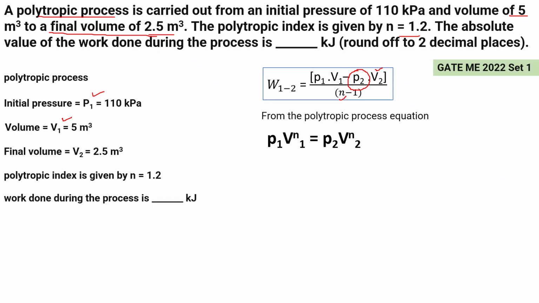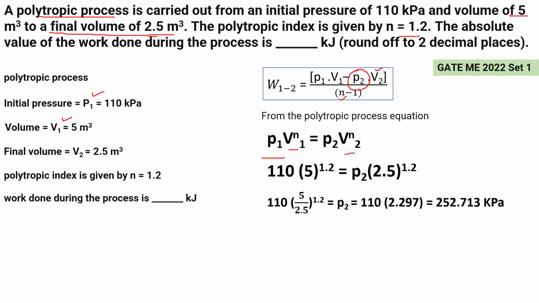So we will determine the P2 value by using the polytropic process equation, that is P1 V1 power n equal to P2 V2 power n. So we have to substitute P1 equal to 110 and V1 equal to 5 and V2 equal to 2.5. Then the polytropic process equation will become 110 times 5 to the power 1.2 equal to P2 into 2.5 to the power 1.2. So then here the P2 value will become 252.713 kilopascal.